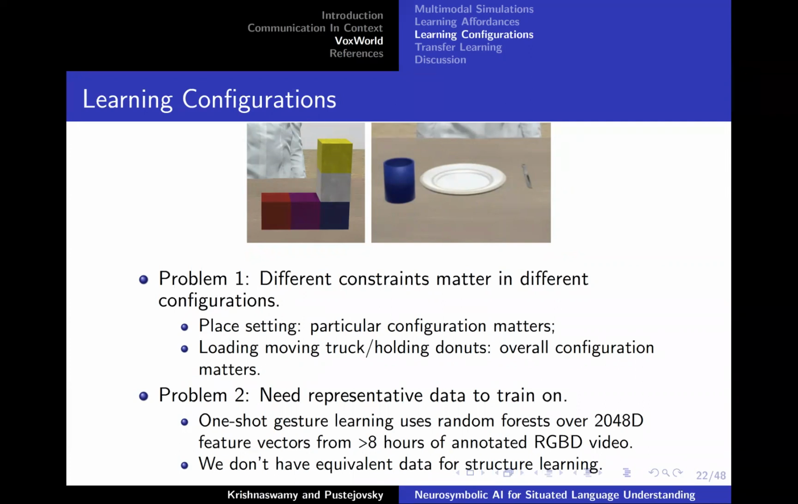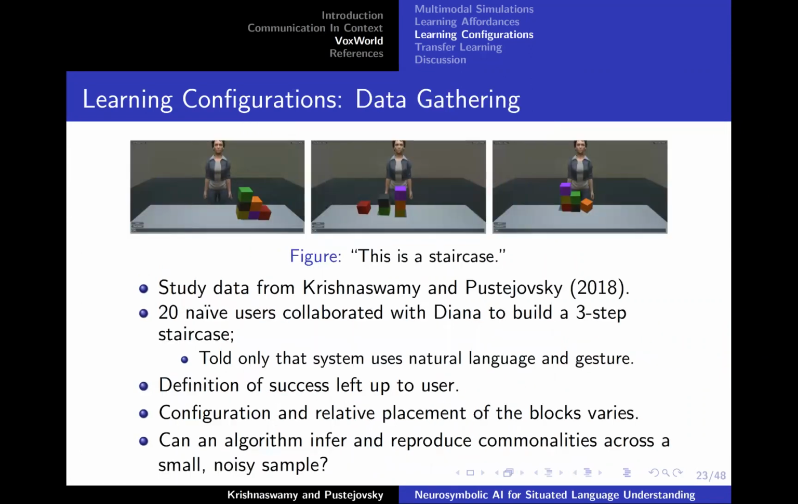Second problem is we need representative data to train on, and the one-shot gesture learning uses random forests over these huge feature vectors from 8 hours of data, and we don't have equivalent data for structure learning in our virtual environment. But we did have some data where we constructed a user study a couple of years ago, where 20 naive users collaborated with Diana to build a 3-step staircase. And the results were pretty diverse, where we had some very canonical staircases like the one on the left, and some that had spaces in between them, rotated blocks, etc. But at least one user described the structure as a staircase.